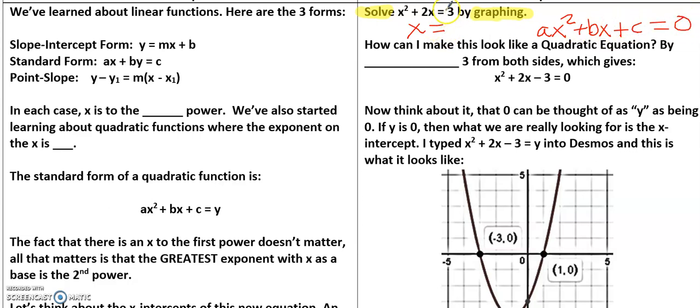We can get rid of this plus 3, right? So we can make this right side 0. We'll subtract 3. Vertical lines are the nemesis. Okay, subtract 3 from both sides, and we get this.